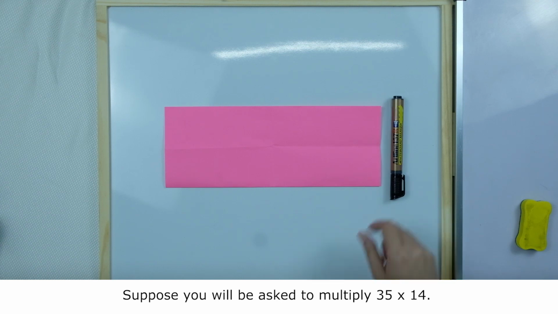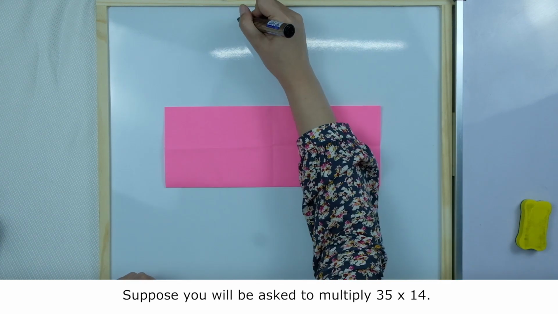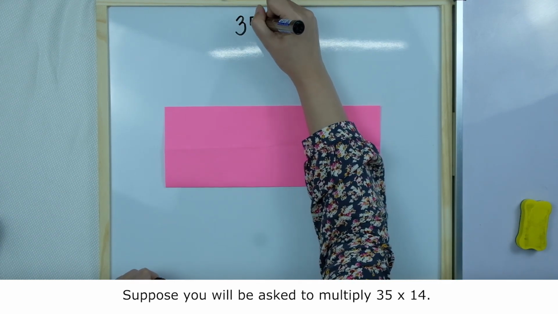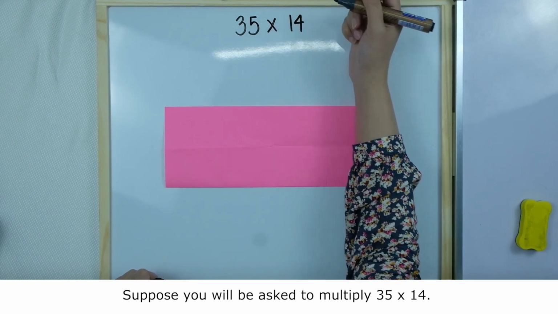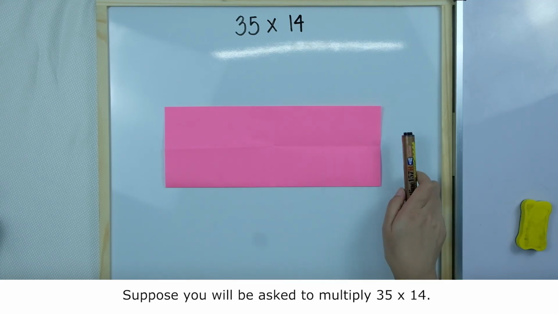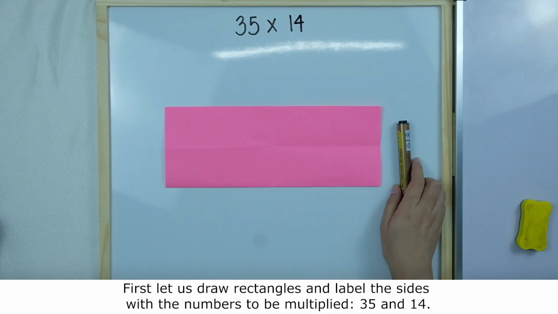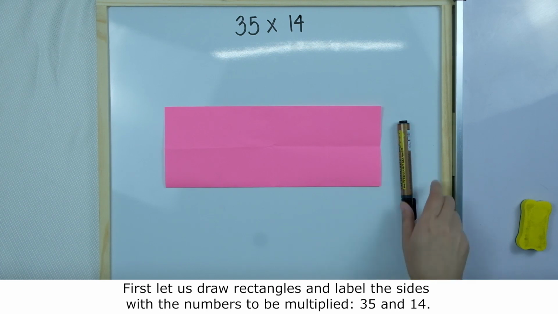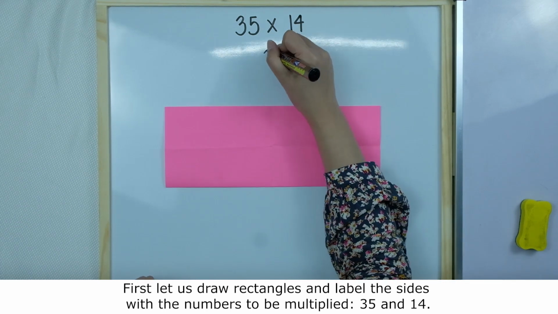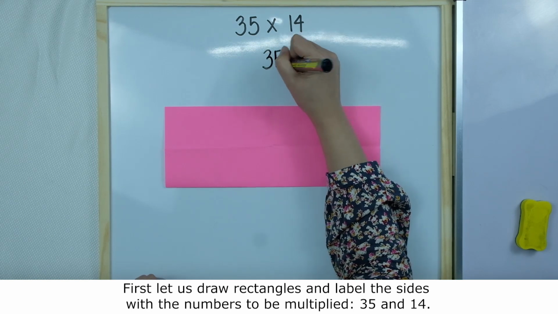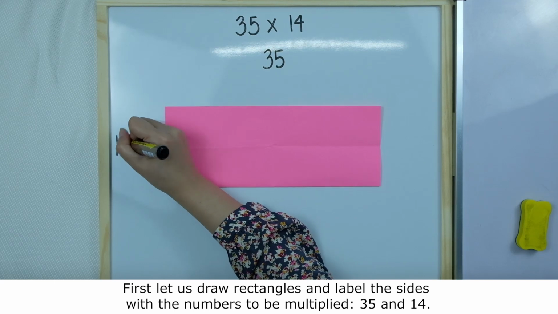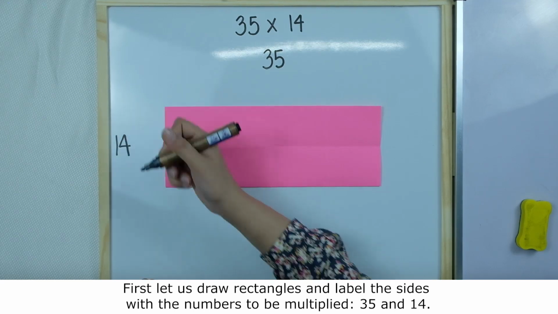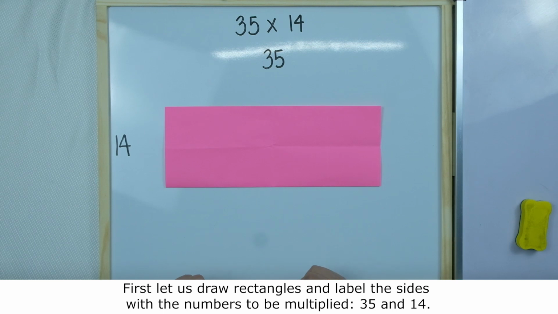Suppose you will be asked to multiply 35 times 14. First, let us draw rectangles and label the sides with the numbers to be multiplied. 35 will be written here on the top. Then the number 14 will be written here on the left side.